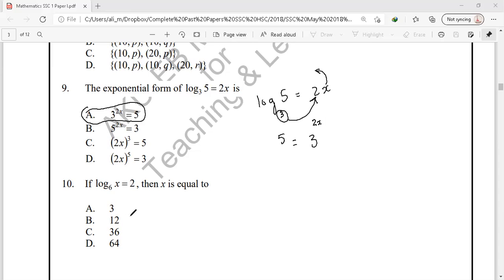In the next question, we have to find the value of x, and we are given log of x to the base 6 is equal to 2. So we convert this into exponential form in the same way. So 6 will become the base here and 2 will become the power. So x will be equal to 6 raised to the power 2. This is the exponential form. So x would be equal to 36. So the correct answer we have is option C.